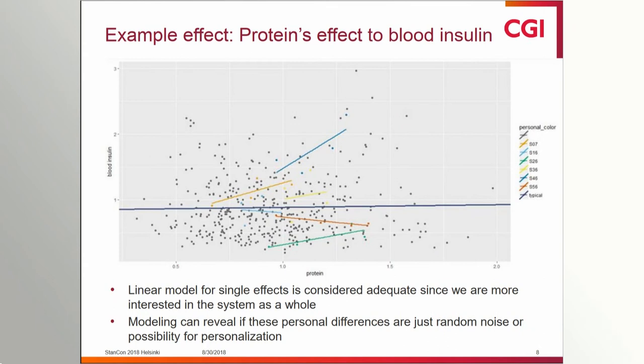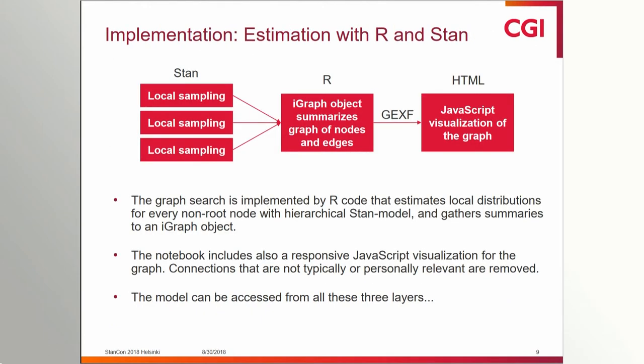And let's look at a bit of a sample of the data, and one example effect that I'm using as an example for the rest of the talk. So we study how protein in your diet might affect the insulin level in blood. You see that the typical effect is quite flat, but there seems to be a difference between patients, but then again, this might be just random noise. Let's see if our model can pick it up.